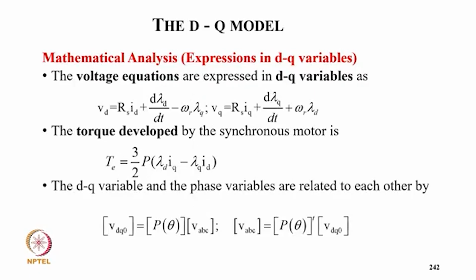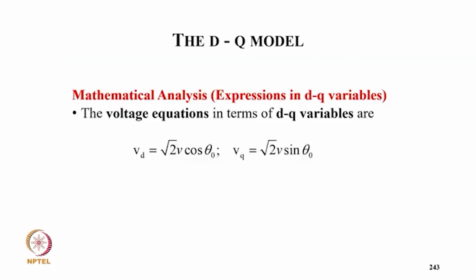And the volt-ampere expression in DQ variables: VD equal to RS ID plus d lambda D/dt minus omega R lambda Q, that is speed voltage, and VQ equal to RS IQ plus d lambda Q/dt plus omega R lambda D. And torque developed by the synchronous motor is T equal to 3 by 2 P in bracket lambda D IQ minus lambda Q ID. The DQ variable and phase variable are related by VDQ0 equal to P(θ) VABC, and VABC equal to P(θ) transpose VDQ0. Mathematically, the voltage in terms of DQ variables, VD equal to root 2 V cos θ0 and VQ equal to root 3 V sin θ0.